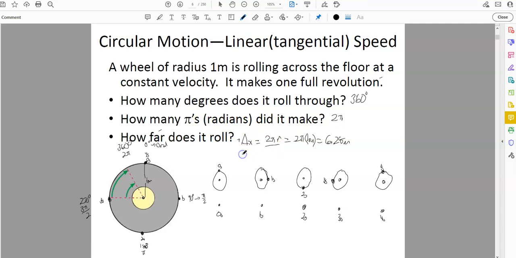In other words, you could say delta x is going to be the number of revolutions times 2 pi r. And that's a better way of writing its displacement in the x direction. It's going to be the number of turns this wheel makes, 1, 2, 3 turns, a half turn, a quarter turn, a tenth of a turn, times the circumference of that circle. Okay?